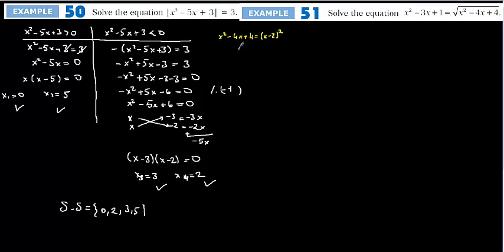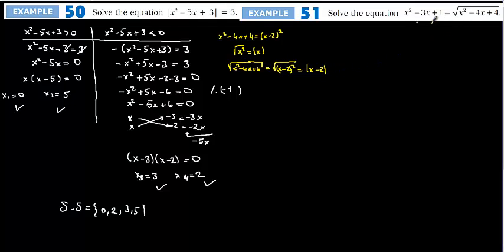Then you need to remember also this one. The square root of x squared is equal to the absolute value of x. It means that the square root of x squared minus 4x plus 4 will be equal to the square root of (x minus 2) squared, which is equal to the absolute value of x minus 2.